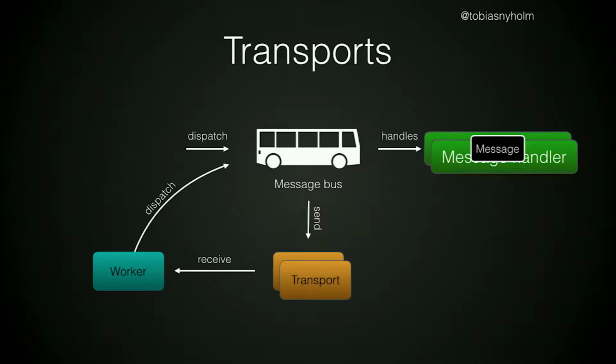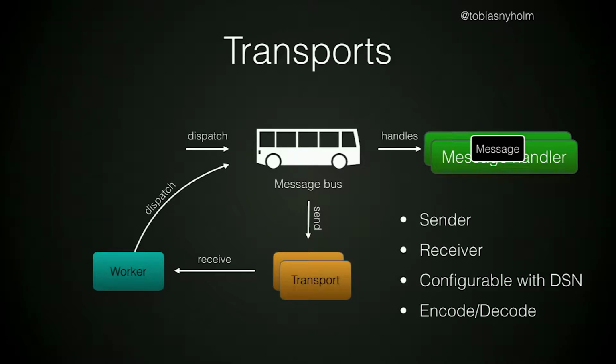So the definition of a transport: a transport is not a made-up word. It's actually used in other contexts. A transport has a sender and a receiver. A transport could be configured via a DSN, and you obviously can't really do much with a PHP object if you want to transport it somewhere. So you have to encode or decode it somehow. And by default, we're using the Symfony serializer. I mean, you can use any serializer you want, like a JSON serializer.